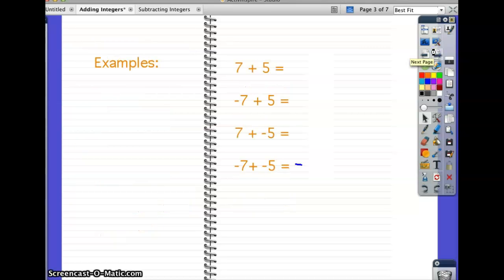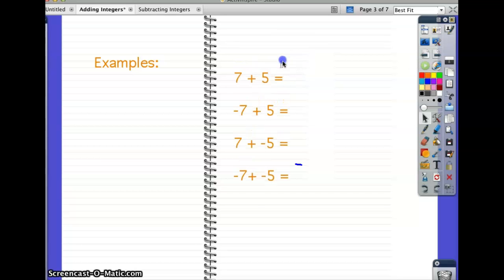More examples. Here you've got positive 7 plus 5, so in this case your answer would be 12. Next you've got negative 7 plus 5. Signs are different, so you subtract and keep the sign of the larger number. In this case 7 is larger than 5 and it's negative, so your answer is negative 2.